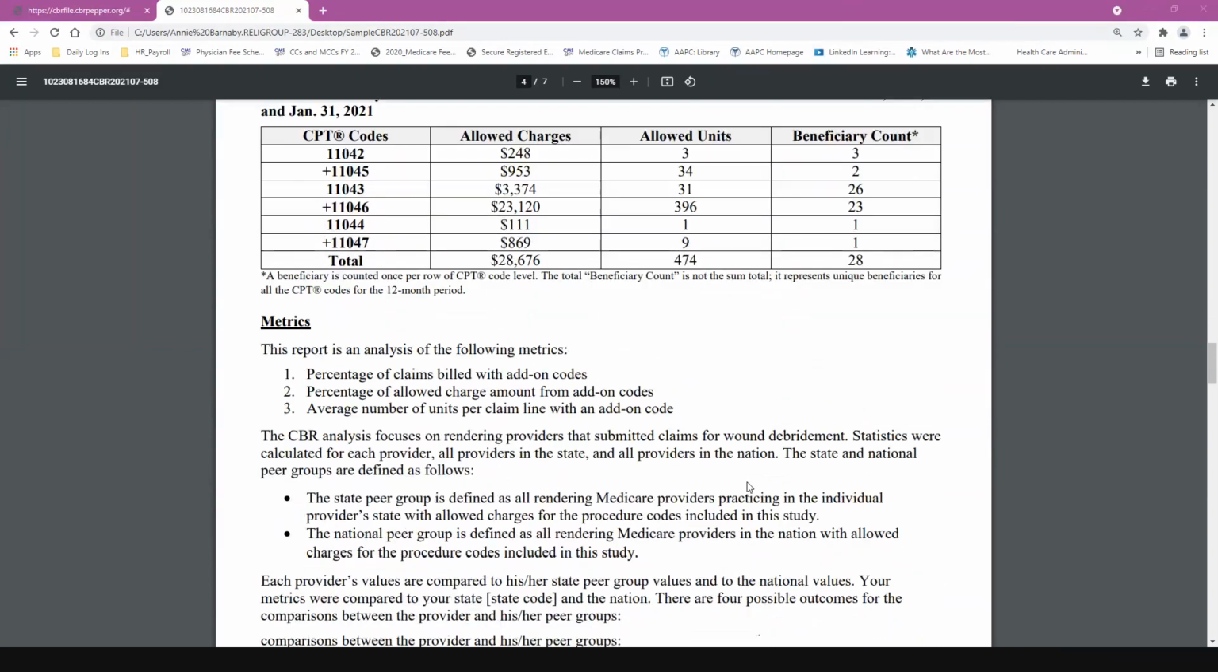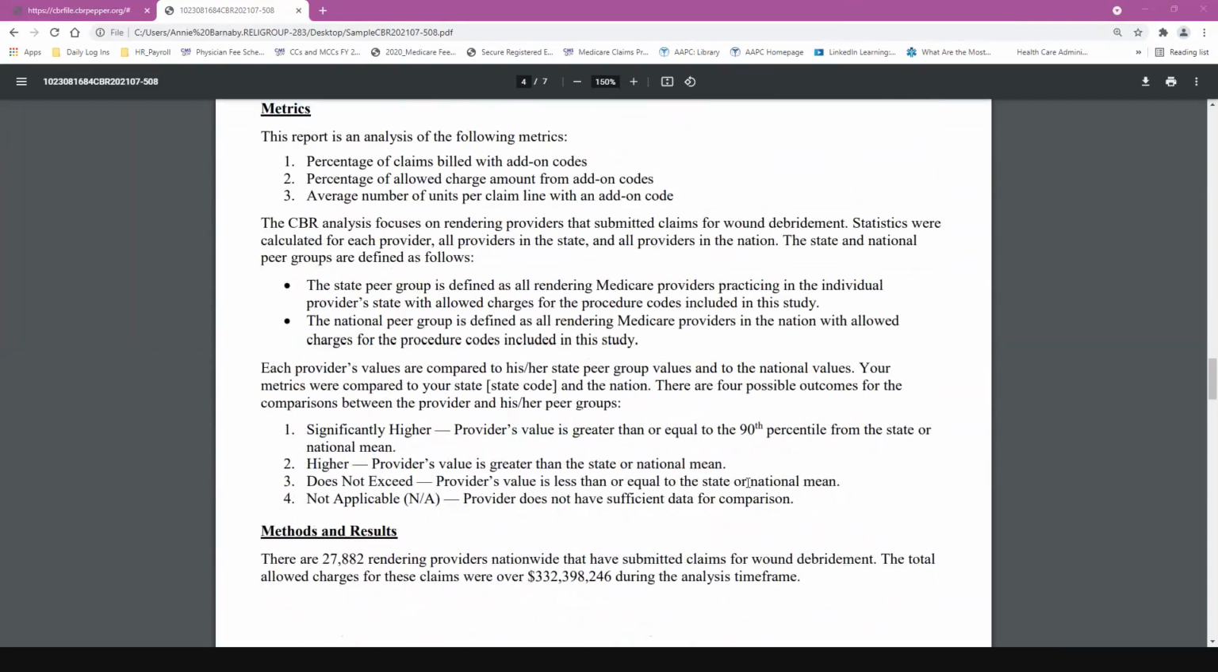The metrics section of the CBR lists and explains the metrics used for the CBR, the definitions for the state and national peer groups, and the possible outcomes for the CBR metric analyses.